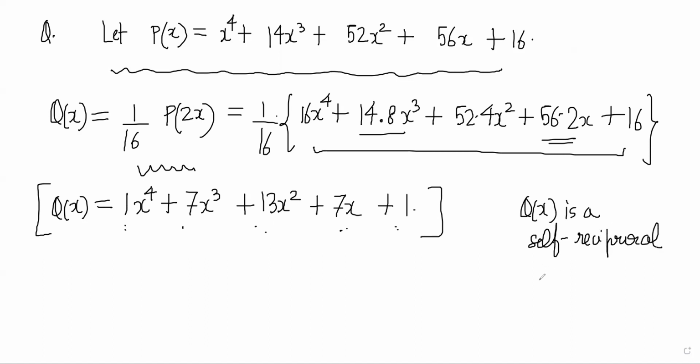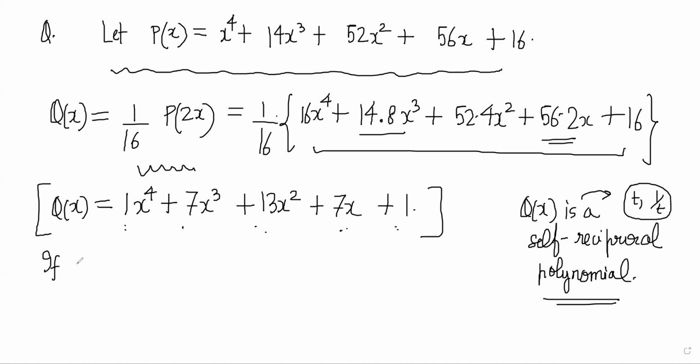right? From the previous videos, you know what is a self-reciprocal polynomial. The coefficients of the polynomial are symmetric from both the ends, right? So if q of x is a self-reciprocal polynomial, we know that its roots will be of the form t and 1 by t. Roots will come in pairs for q of x, right? Now think about it. If r is a root of p of x, right?